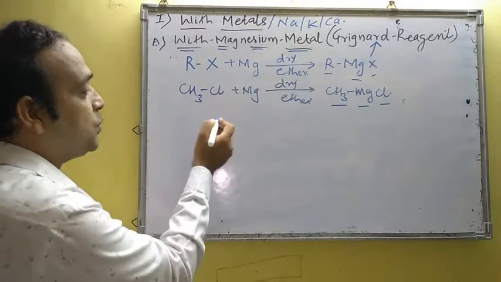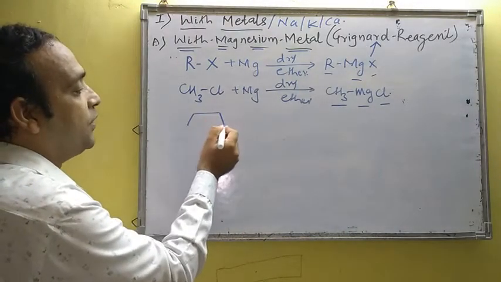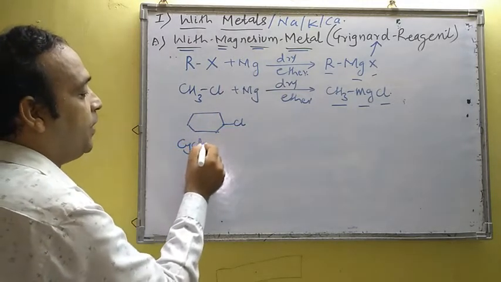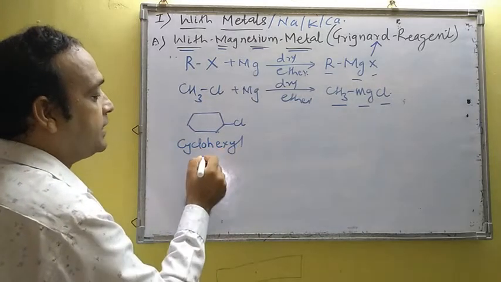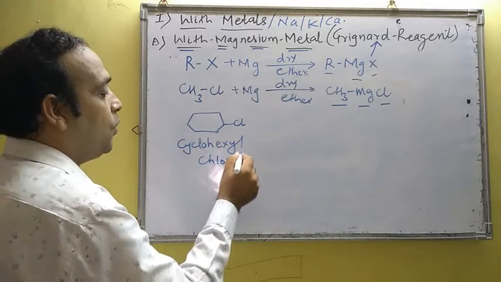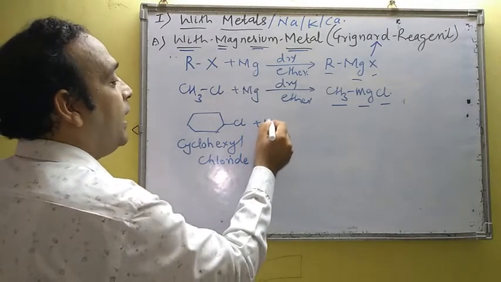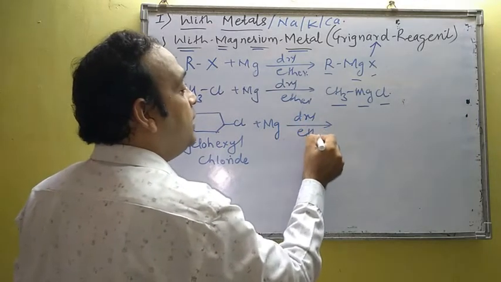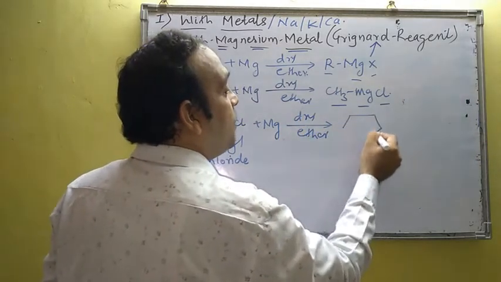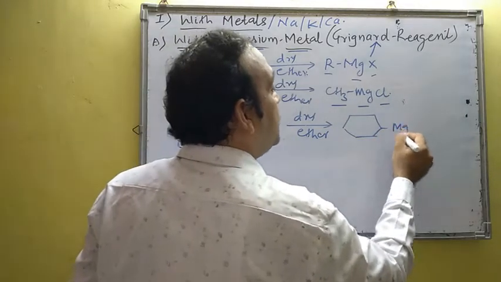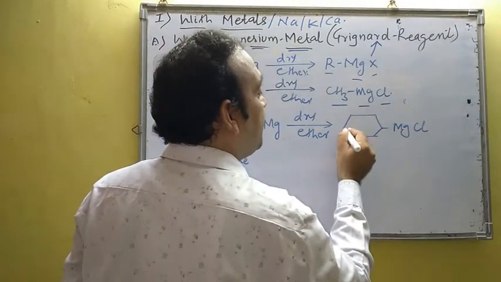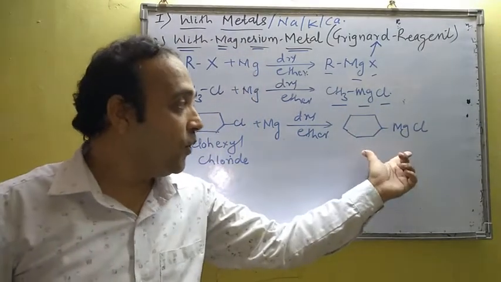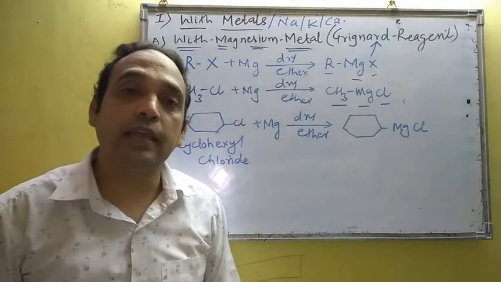Now suppose next one, cyclohexyl chloride is given to you. Student, see, this one is your cyclohexyl. The name of this compound is cyclohexyl, and Cl is your chloride. Now cyclohexyl chloride reacts with magnesium metal in dry ether, it will convert into cyclohexyl magnesium chloride. What is the name of this compound? It will convert into cyclohexyl magnesium chloride, and this is also called as your Grignard reagent.